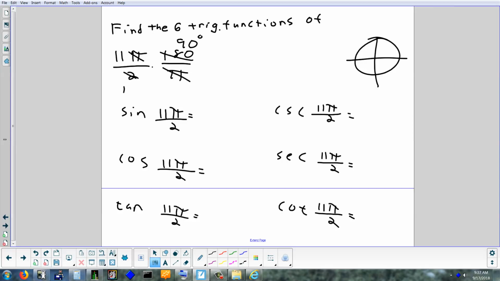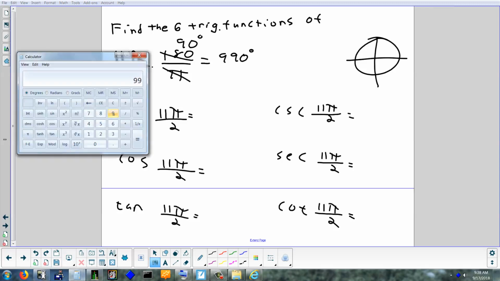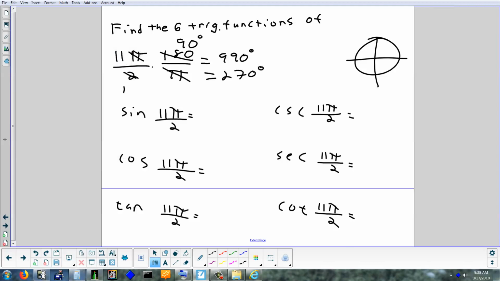So 11 times 90, that's going to give me 990. But even though it's degrees, that's still kind of big. So what can I subtract from it? 360. We might have to do it a couple times. Probably twice. So you do it once, 630, twice, 270. Now, where's 270 degrees on the circle? The bottom. Much easier to tell now. And the coordinate is just 0, down 1. So 0, negative 1.